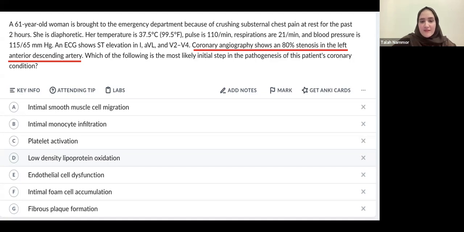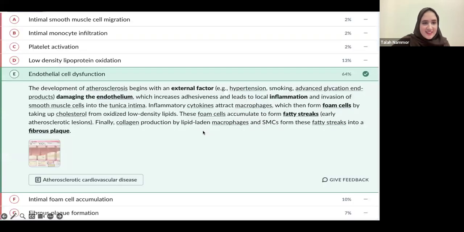Okay. We have a D. What do you guys think? D. Okay, let's see. Actually, guys, the answer is E, because before the low density lipoprotein oxidation, we need to have an endothelial cell dysfunction. We have to have dysfunction in the endothelium of the coronary arteries for all of the cascade to happen. So the initial step for everything to happen is the endothelial cell dysfunction, and then we're going to have the other steps, such as oxidation of cholesterol and so on. So be careful and know what the initial step is. Okay, let's move on.